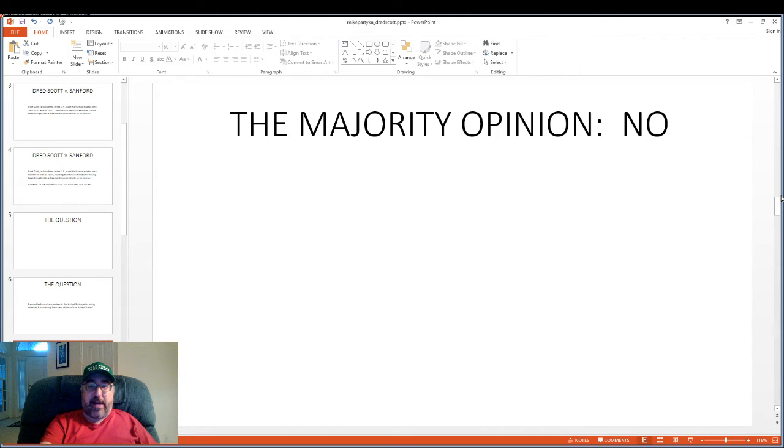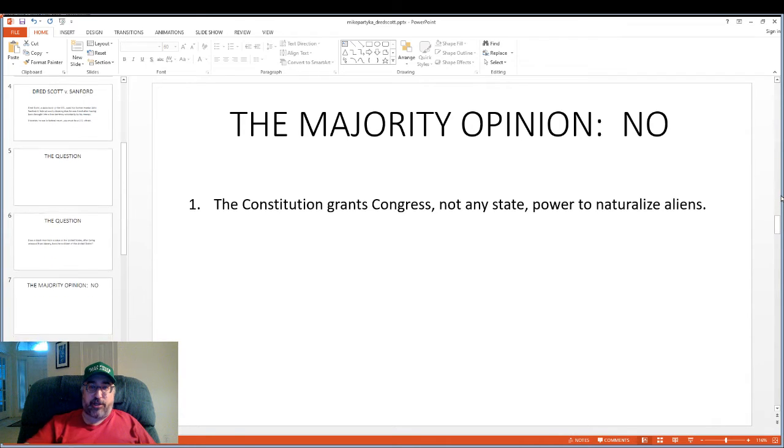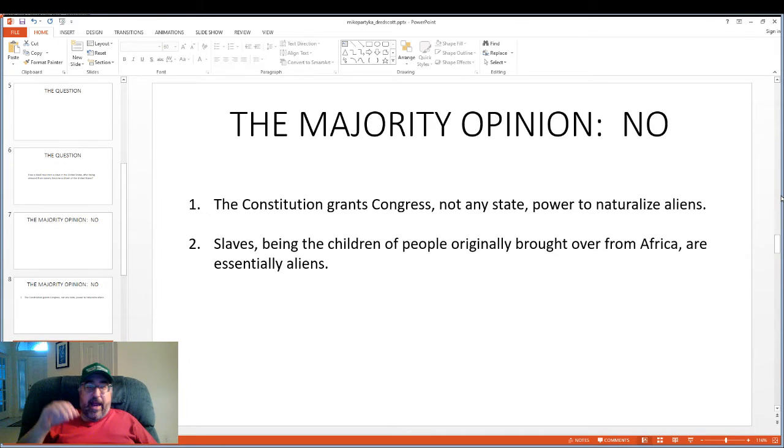The reason being, this is kind of a general simplified overview of the logic, is that the Constitution grants Congress, not any state, the power to naturalize aliens. This is basically foreigners, anybody who's coming into the country from some other country, having previously had allegiance to some other country. Slaves, being the children of people originally brought over from Africa, are essentially aliens. That was what the majority was saying.